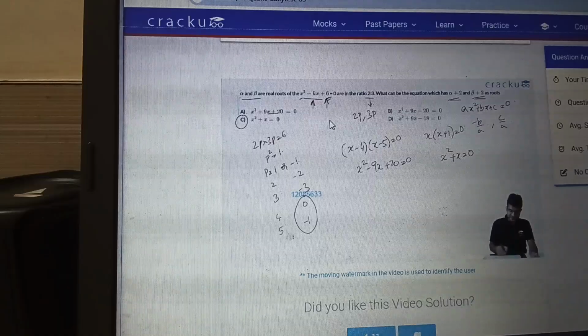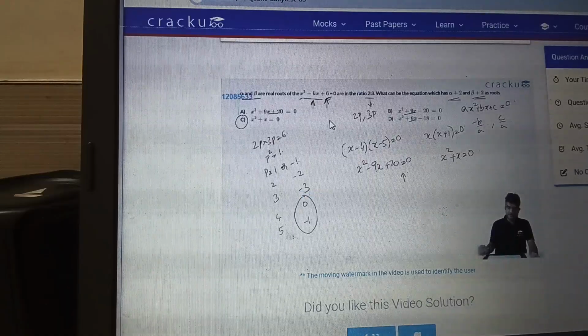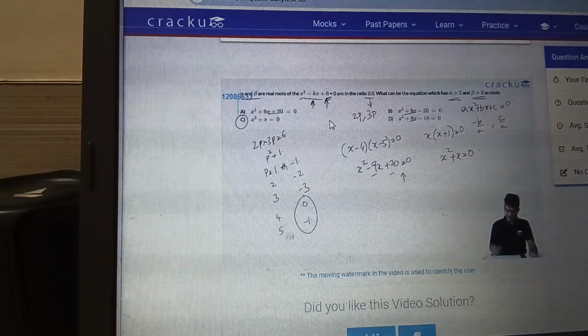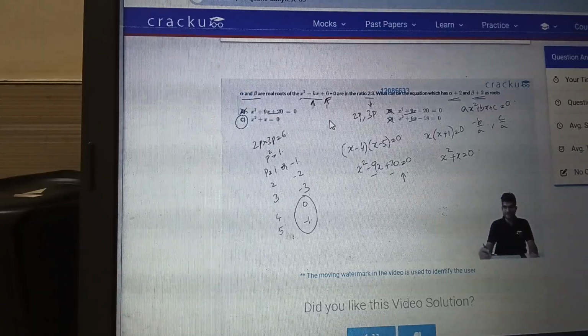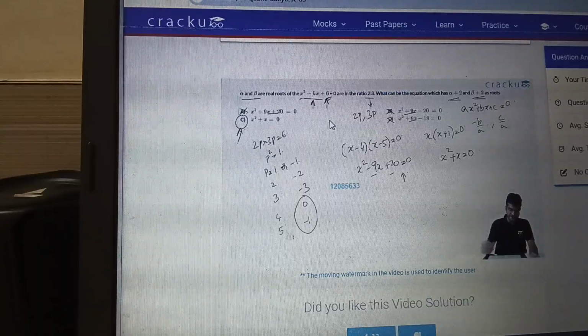The other options look similar to the first one, but they are not the same. The signs of 9x and 20 are different. So none of the remaining three quadratic equations are correct. The only equation which is correct is option C.